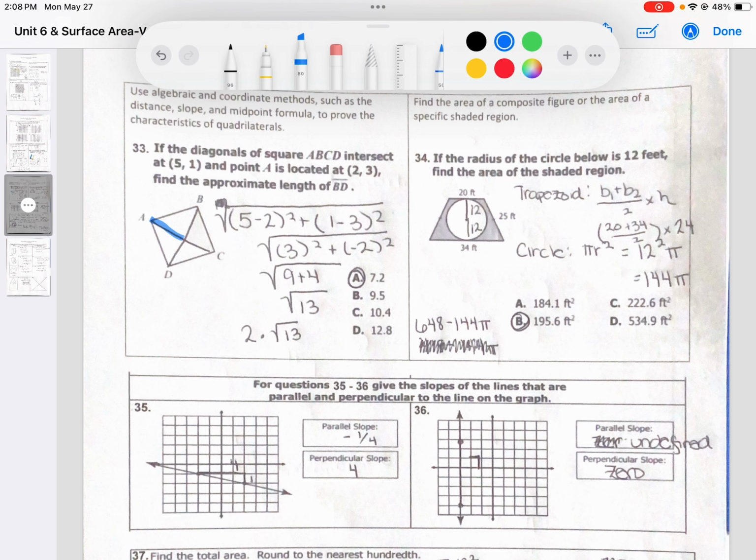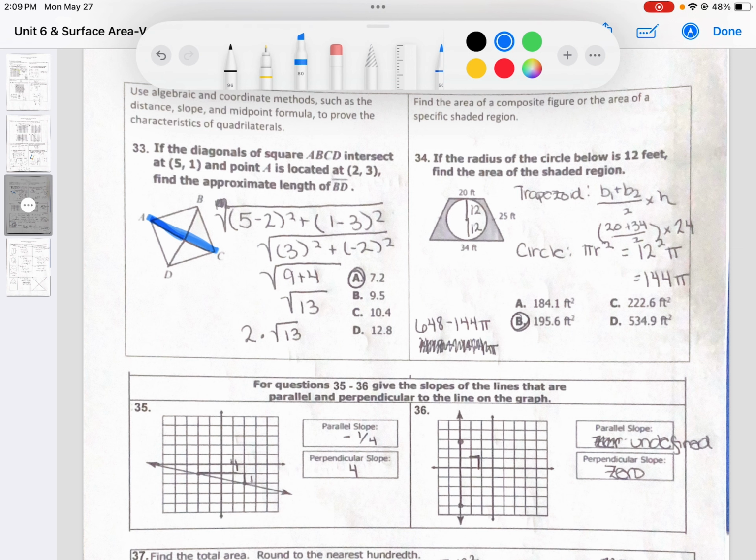Once I found that distance, which was the square root of 13, I multiply it by 2, because if they intersect, they intersect in equal halves. So I do 2 times the square root of 13, since there are 2 lengths of the square root of 13, or you can do the square root of 13 plus the square root of 13, which is 7.2. AC and BD are congruent.